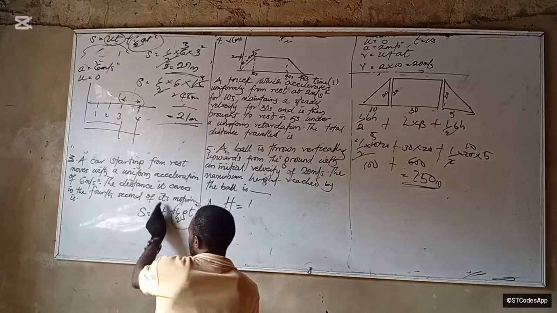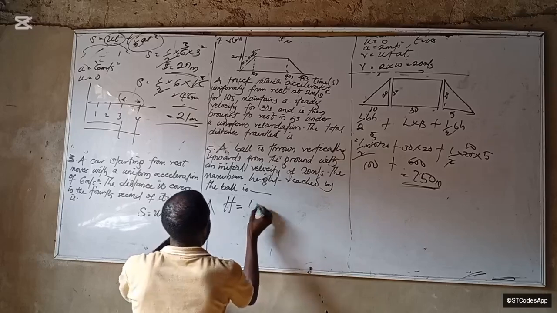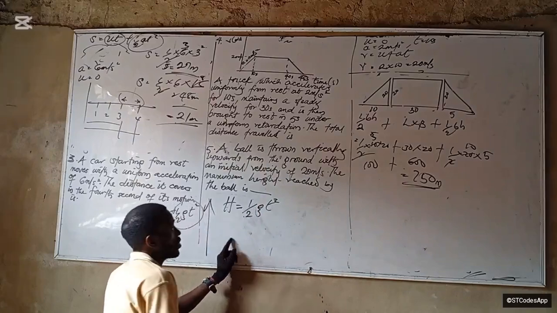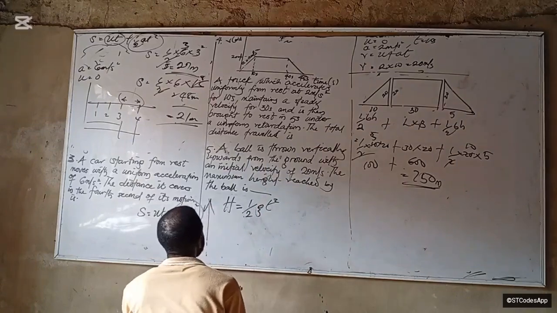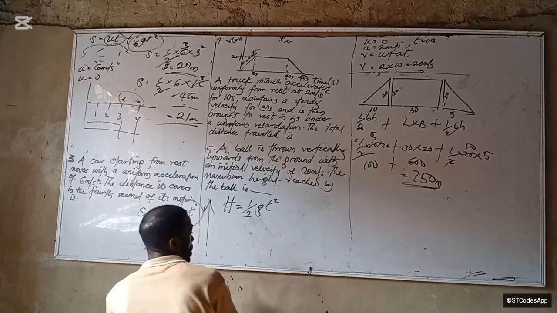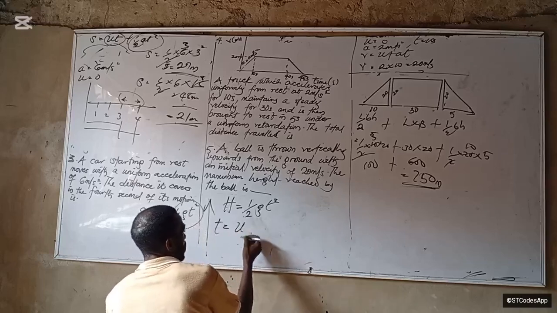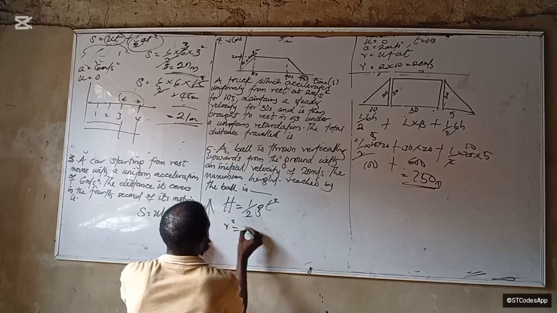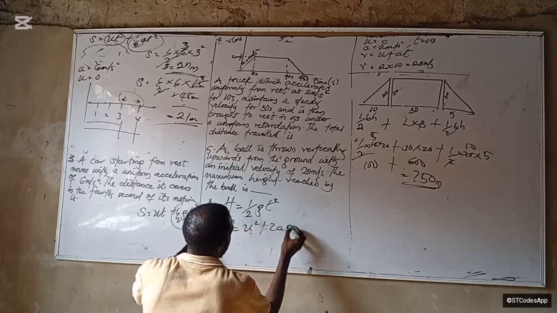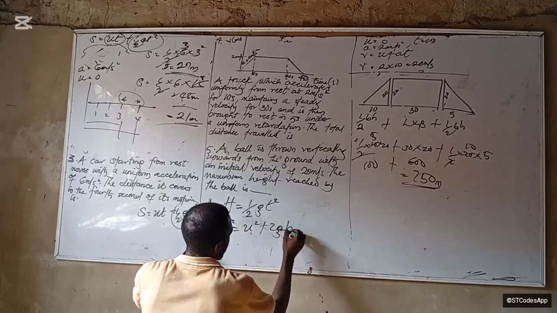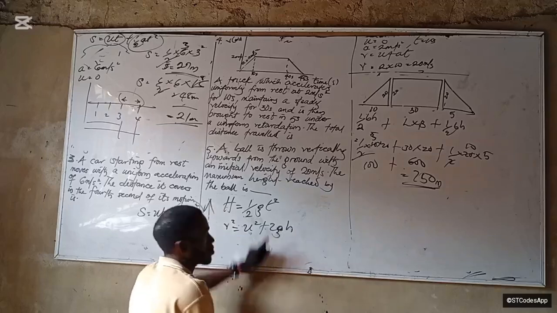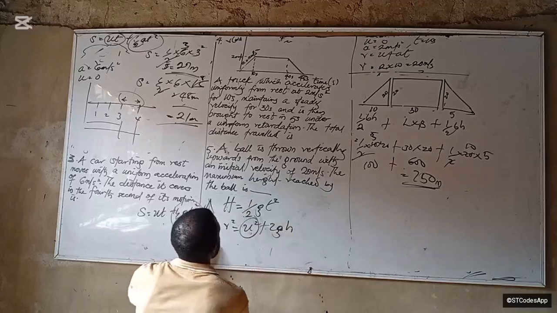For horizontal, you can use only this side. For vertical, you can use this side, half GT squared. But G here will be negative. We're not given time, right? Okay. That's very good of you. So you can use V squared equals U squared plus 2AS. This time 2GH. G because of acceleration due to gravity, H because of the vertical distance. U is the initial velocity, 20, and V is 0, right?